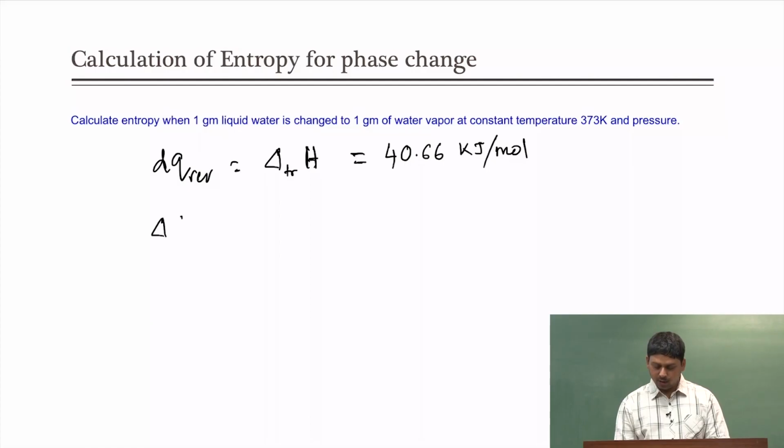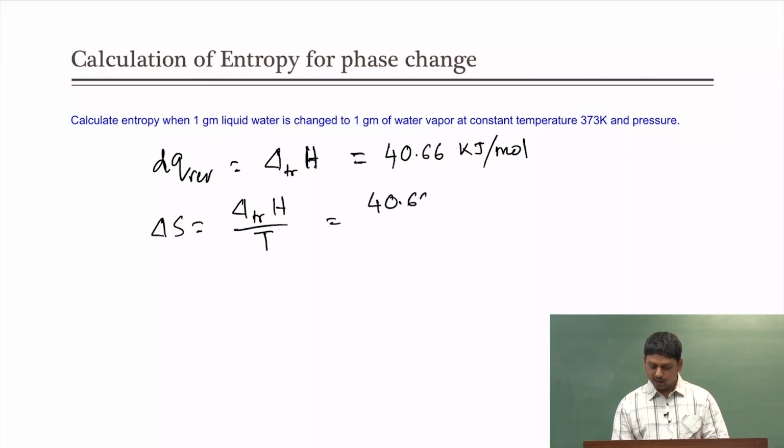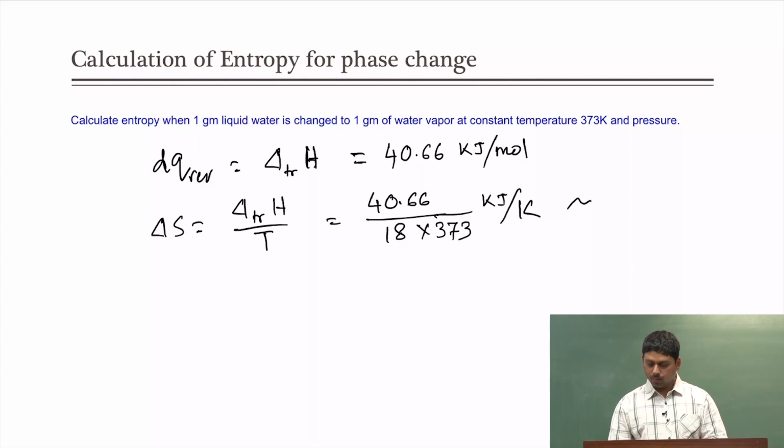So, what will be the change in entropy? It will be nothing but this divided by temperature. Now, we have to calculate the transition enthalpy for 1 gram. We know that 1 mole contains 18 gram. So, it is 40.66 by 18 kilojoule, and then you have to divide by 373, then you will get kilojoule per Kelvin. This value will come out to be approximately 6 kilojoule per Kelvin if you do the calculation.